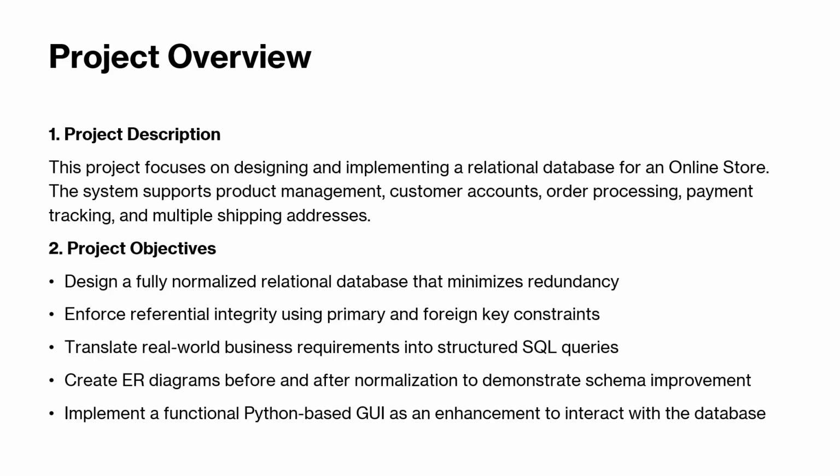This project focuses on designing and implementing a relational database for an online store. The database supports core business operations such as managing customers, products, orders, payments, and shipping addresses. The main objective of this project was to create a fully normalized database, reduce redundancy, enforce referential integrity using primary and foreign keys, and translate real-world business requirements into structured SQL queries. I also created ER diagrams before and after normalization to clearly show how the design improves.